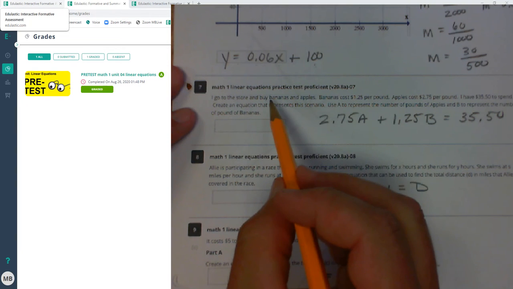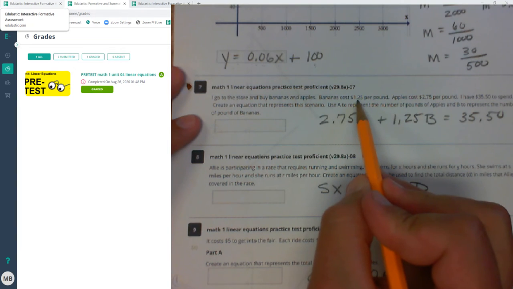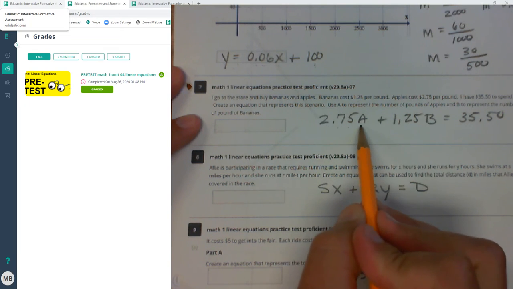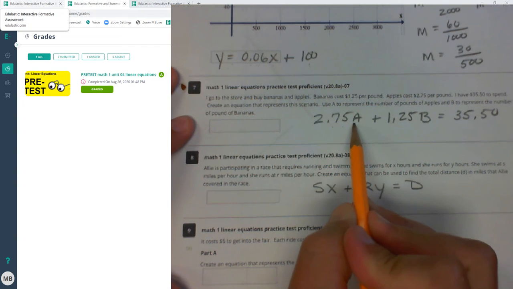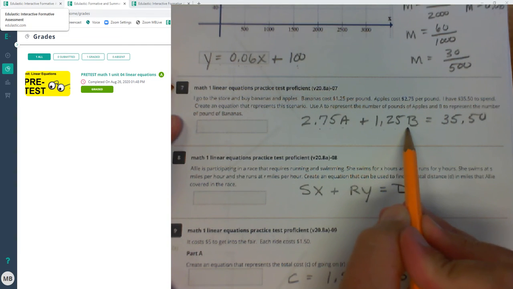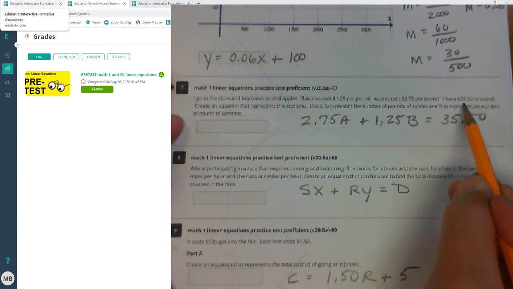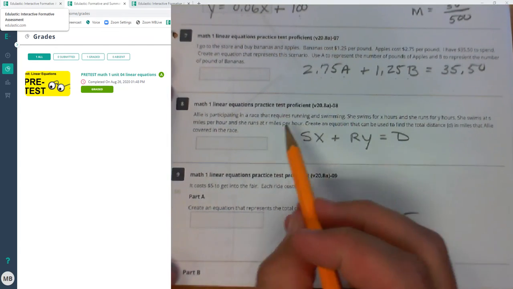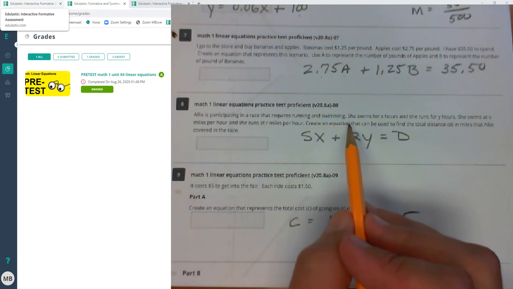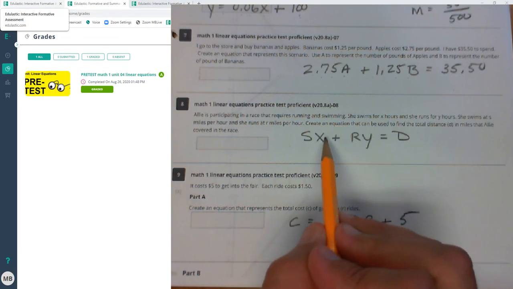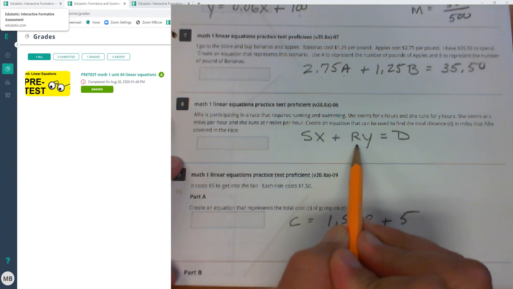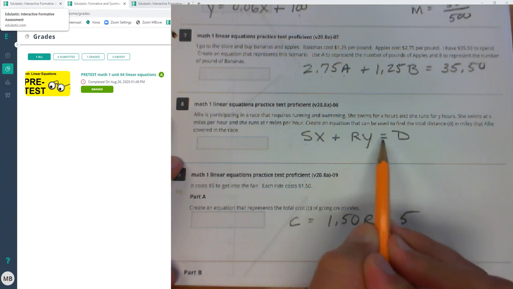I'm going to buy bananas. Bananas are $1.25, and apples are $2.75. So $2.75 times the number of pounds of apples plus $1.25 times the number of pounds of bananas equals the total, which is $35.50. Swimming and running. She swims for x hours. So here's her speed of swimming times number of hours swimming plus speed of running times number of hours running equals total distance.